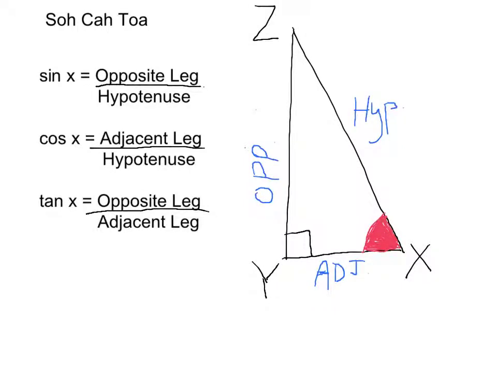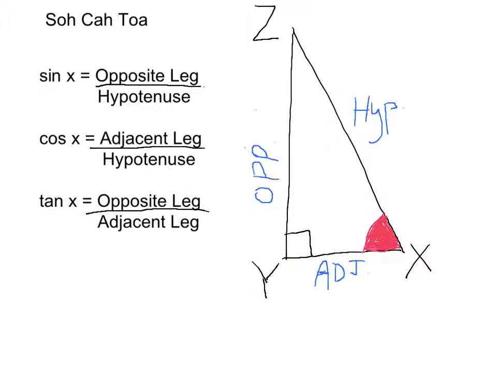This Explain Everything project is designed to show you how to use trigonometric ratios to find missing measurements in a right triangle. First, we have to remember that SOHCAHTOA stands for something. SOH stands for sine equals opposite over hypotenuse. The CAH in SOHCAHTOA stands for cosine equals the adjacent leg over the hypotenuse. And the TOA is tangent equals the opposite leg over the adjacent leg.